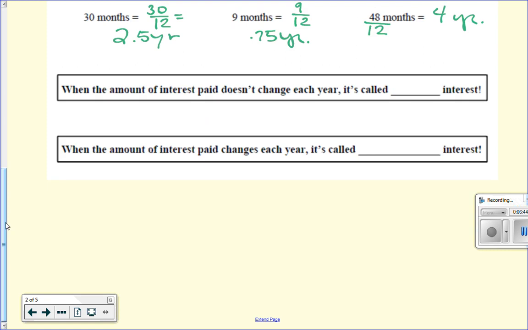All right, when the amount of interest paid doesn't change each year, it's called simple interest. This is what we're going to be doing today. This will be the last topic on your review, and it will be included on your test on Thursday. On Friday, we're actually going to talk about compound interest.